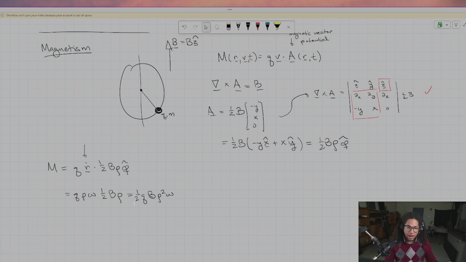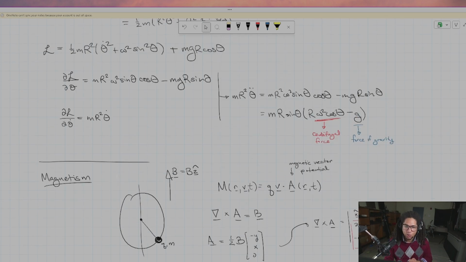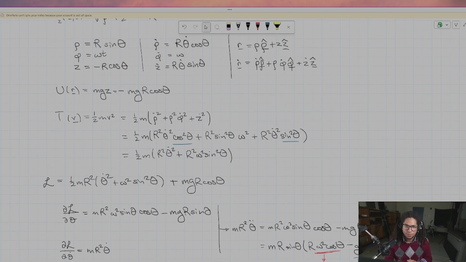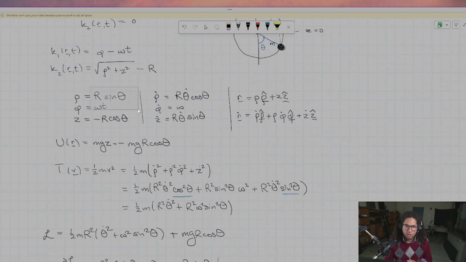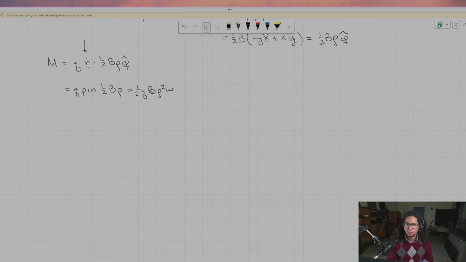All right, now I want m, just like everything else in my Lagrangian, to be in terms not of the regular cylindrical coordinates, but in terms of my generalized coordinates. So I need to put it in terms of theta. But that's not so bad. I just need to express it in terms of rho. Okay, so r sine theta. So r squared sine squared theta. And let's pull the omega in there somewhere.